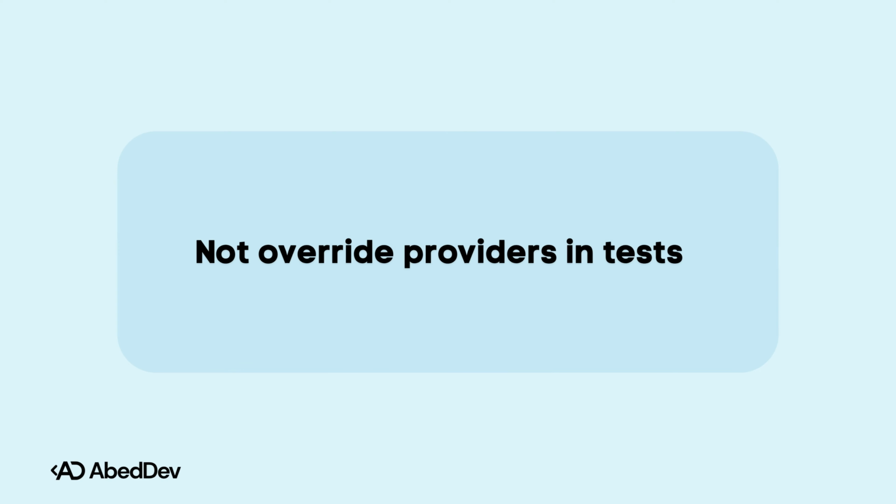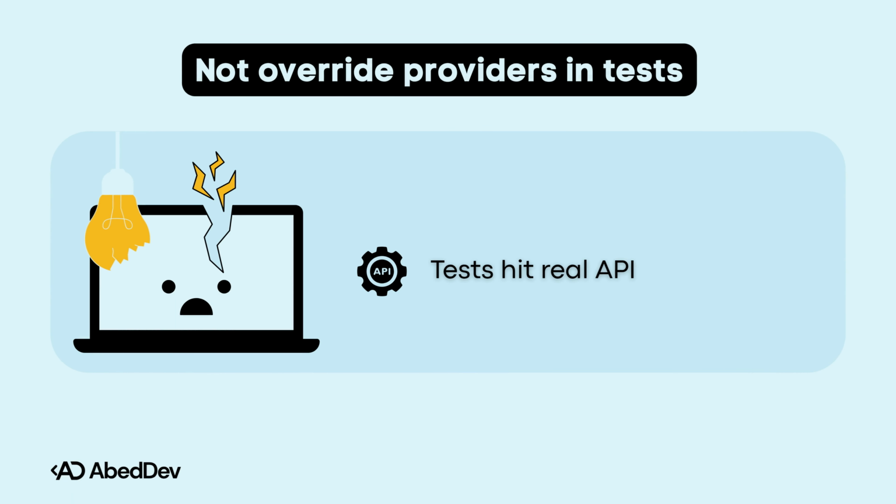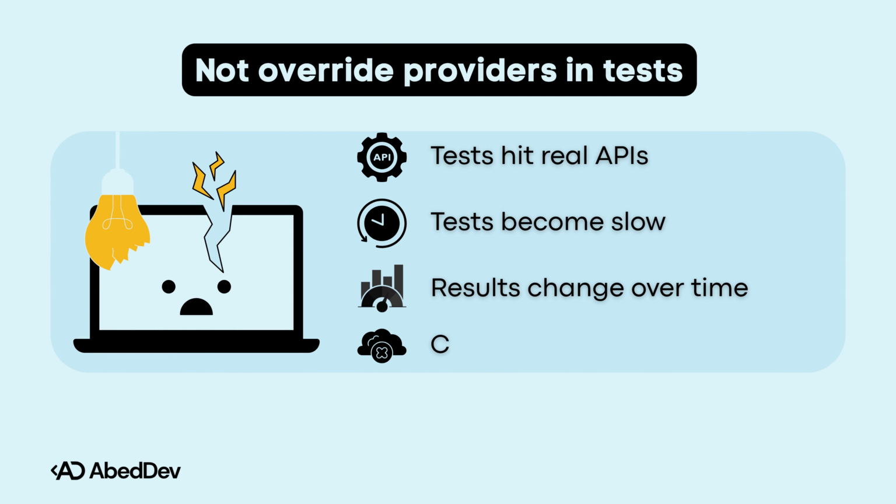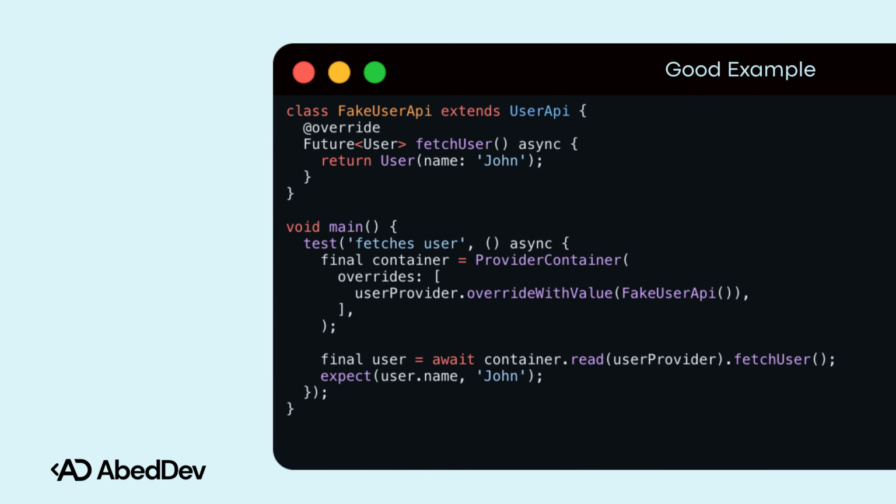When you don't override providers in tests, tests hit the real API, tests become slow, and results change over time. CI failures appear randomly. At that point, your tests stop being tests. They become gambling. The fix is simple. Always override your providers with mocks or fakes. Now the test is fast, predictable, and completely isolated.